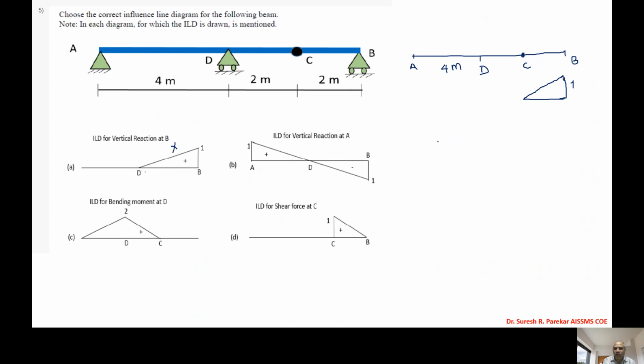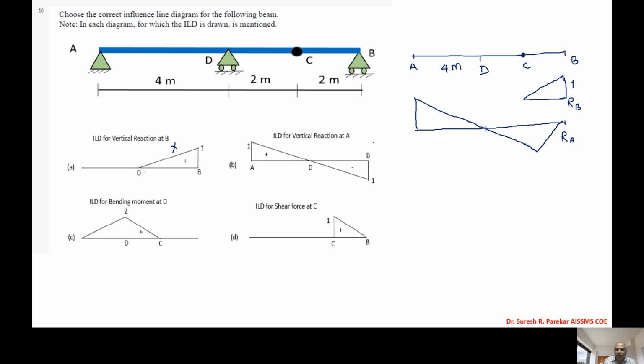Now the ILD for reaction at A. If you plot the ILD for reaction at A, then you have 1 at A, 0 at D, and 0 at B. If you plot this, the diagram will be in this fashion. This is for RA, this is for RB. Now this will be wrong.